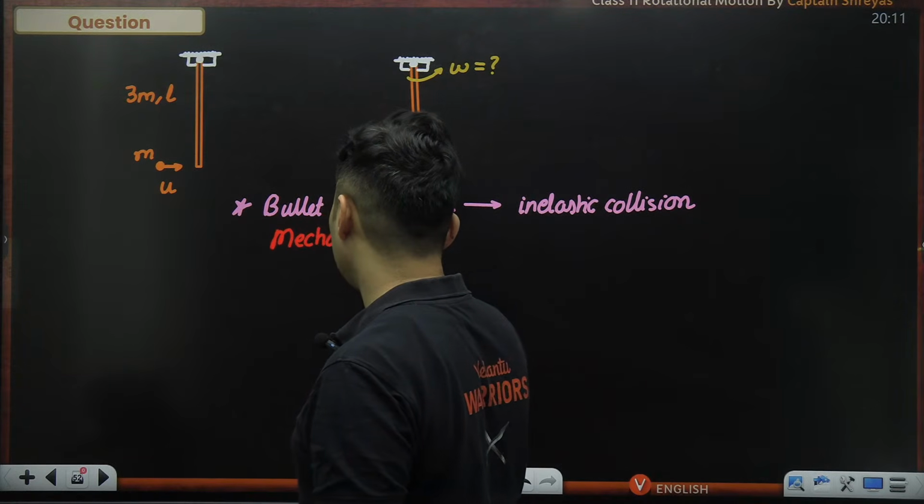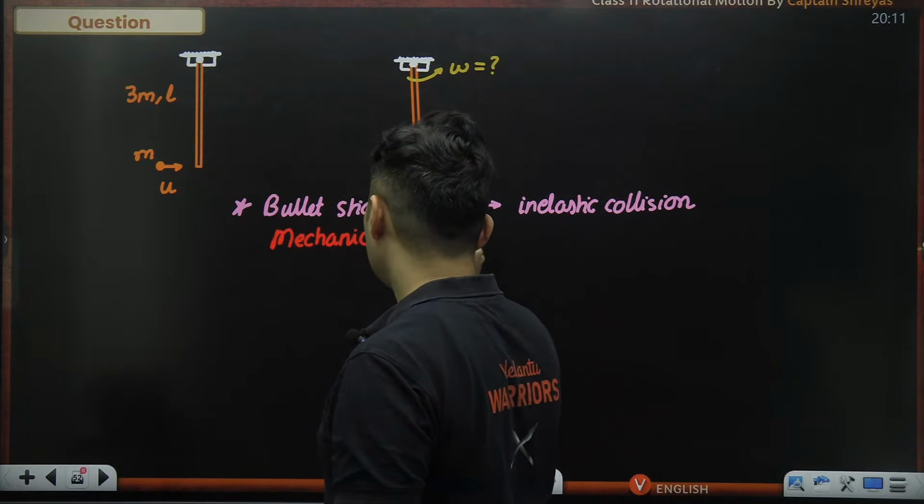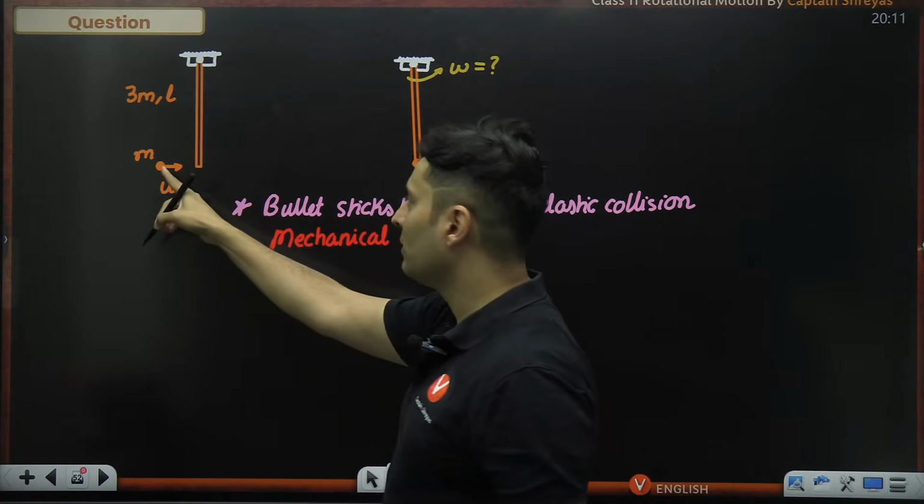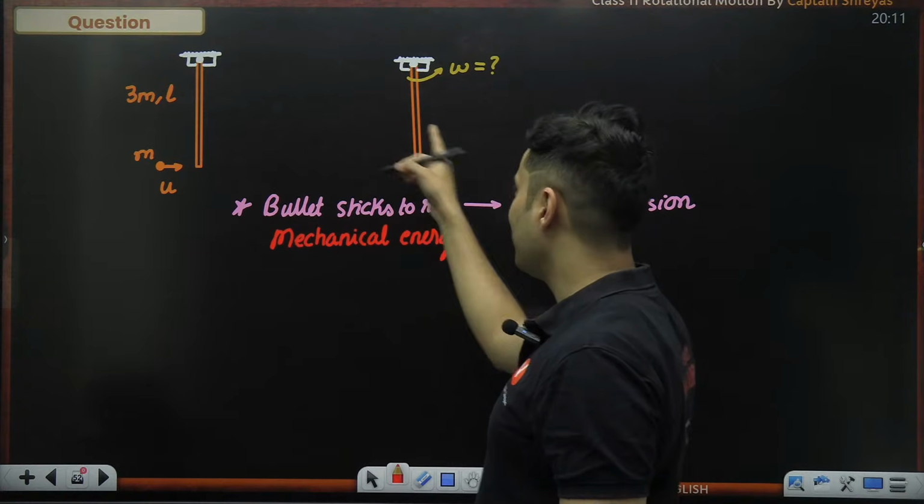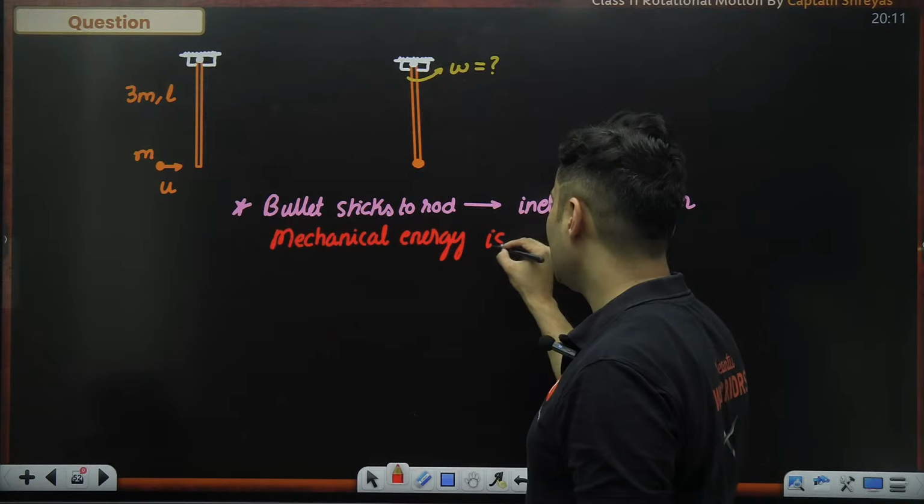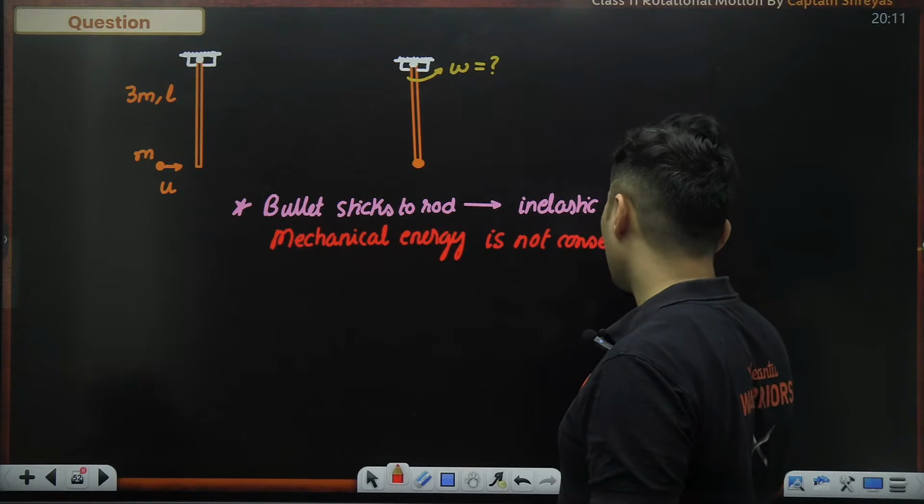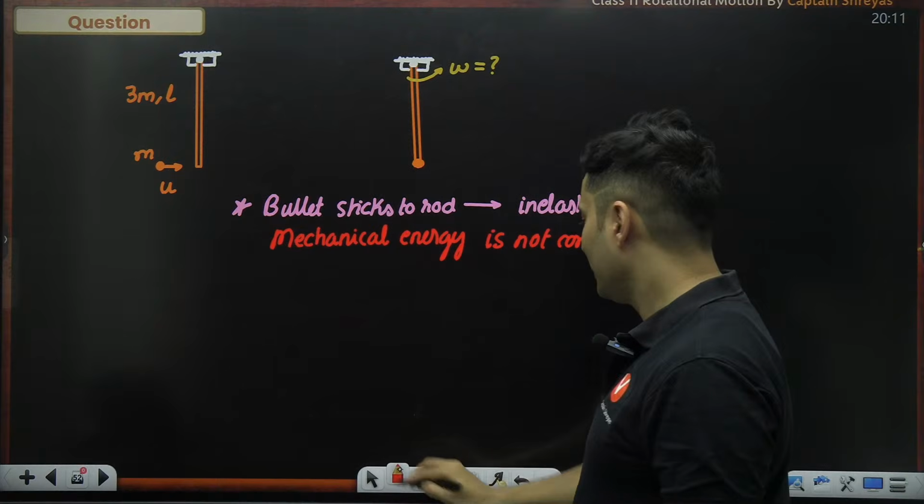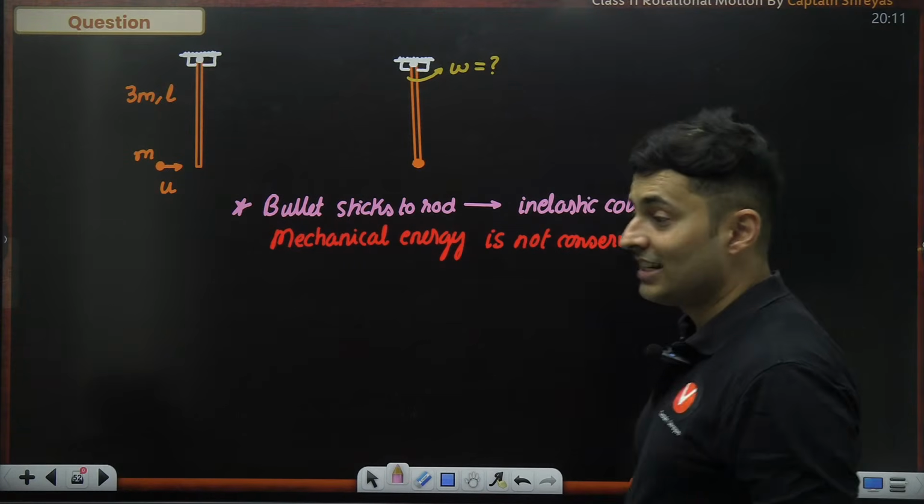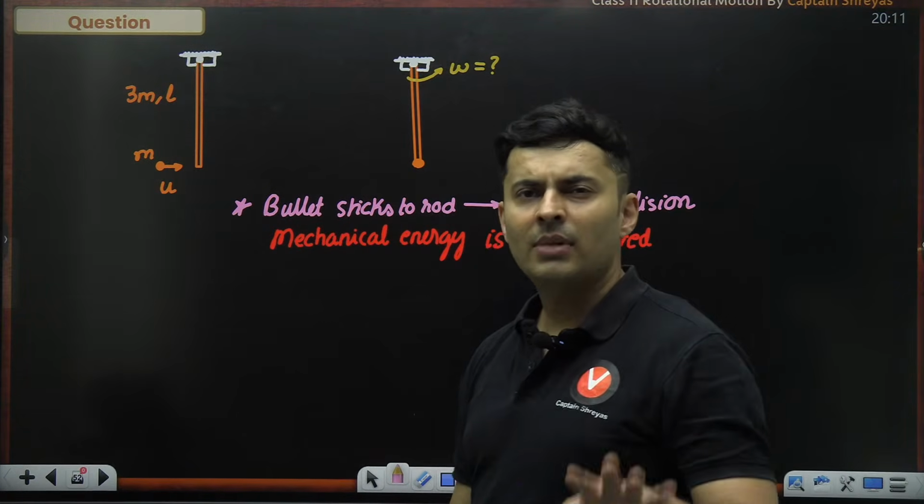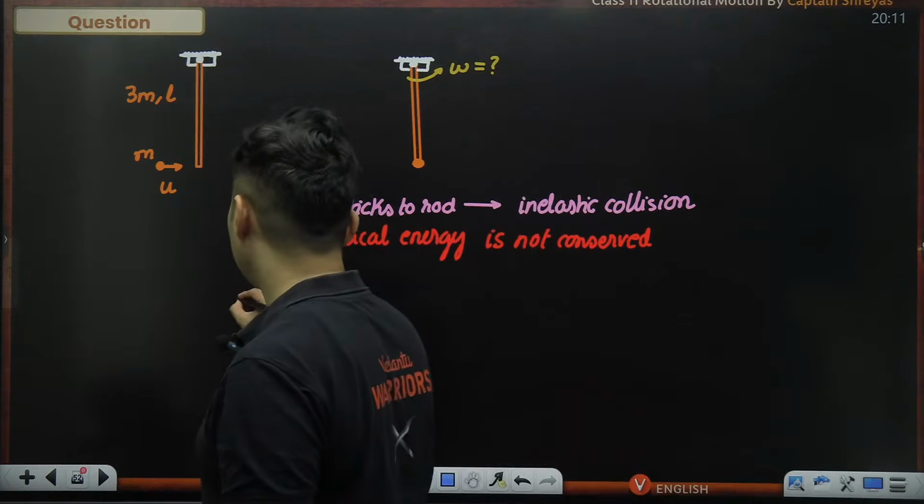So if you even thought about conserving energy, that the initial energy of the bullet is the total rotational energy, that is wrong. Mechanical energy is not conserved. So that is gone. I can't conserve energy. So then many people think, sir, let's conserve linear momentum. But there also, there is a problem.